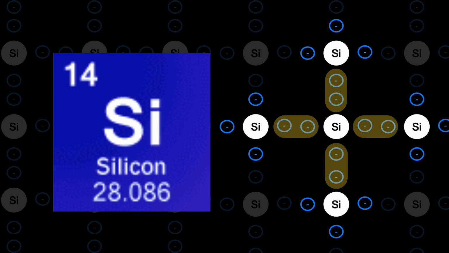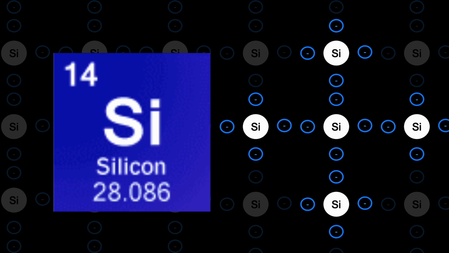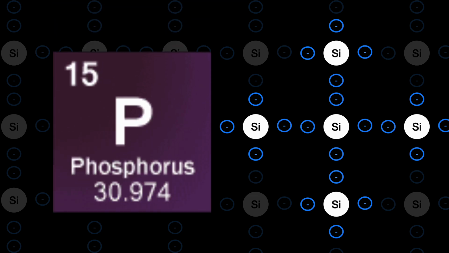This is where we'll reintroduce groups 3 and 5 from the periodic table, because they're how we can turn this insulating lattice into a semiconductor. Let's choose phosphorus as an example.